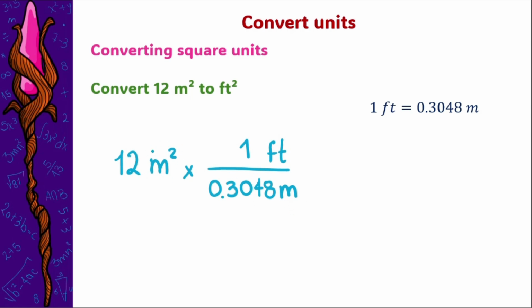But then we have square meters, not just meters. So what we would do is to take the whole factor and square it. That way we are going to have square meters and square feet. But don't forget that we also need to square this amount here before doing the division. So 12 divided by the result of this squared. And that is going to give you 129.17. I'm just going to include two decimal places. And this is going to be given in square feet.